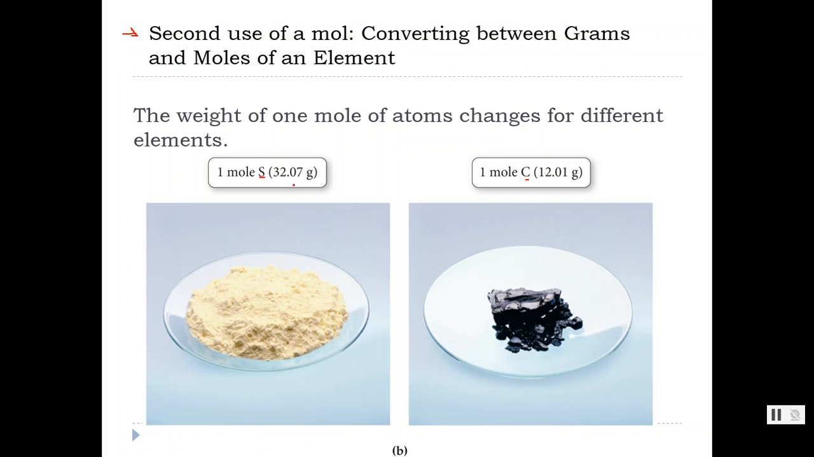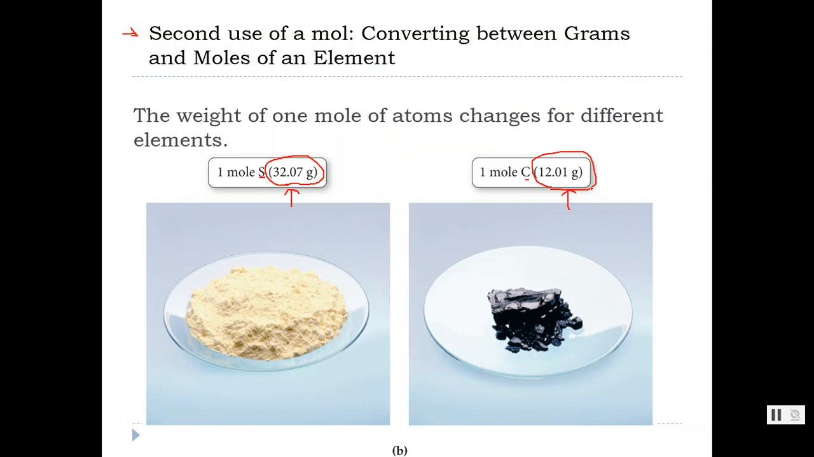But what do you notice about the masses of each of these atoms? Even though they're both 1 mole, they're both 6.02 times 10 to the 23rd atoms, the masses of these species are different. And they're different because they're different species. They have different numbers of protons, neutrons, and electrons. And remember that the atomic mass of an element is due to numbers of protons and neutrons. So we can use the atomic mass for an element, and we're going to do it for a compound as well, but let's start with an element.